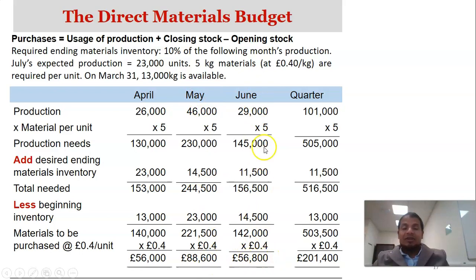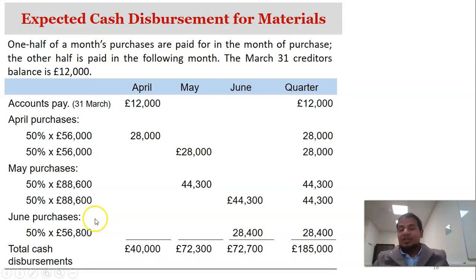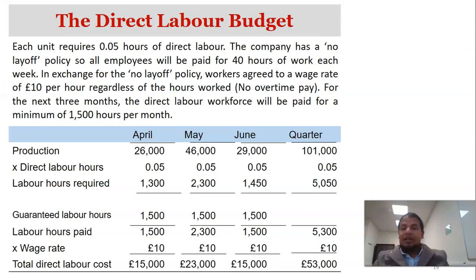And 56,800, half will be paid in June and half will be paid in July. So this is how: 50% in May, 50% in June, and of 56,000, half in April and half in May. And then we'll find out the total disbursement, payment for purchase. All right, it's very simple, easy.